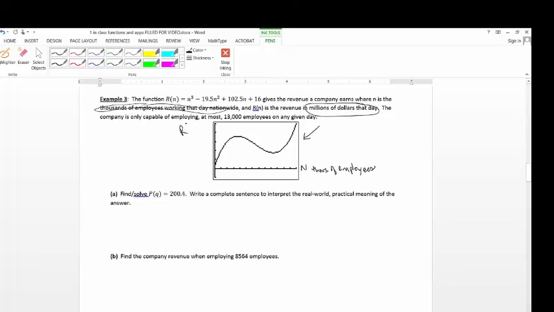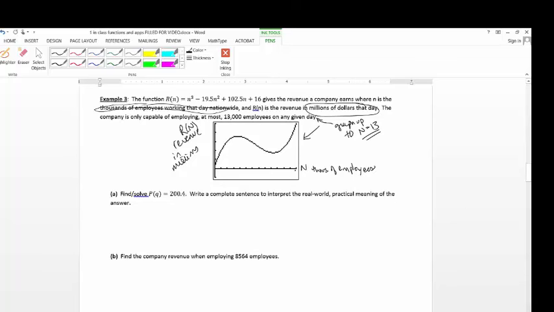And the output is R of N, revenue in millions of dollars. So again, if this first tick mark were 1, it represents $1 million of revenue. It tells us in the problem that we're only capable of employing up to 13,000 employees, so you should only graph up to N equals 13, which would represent 13,000.